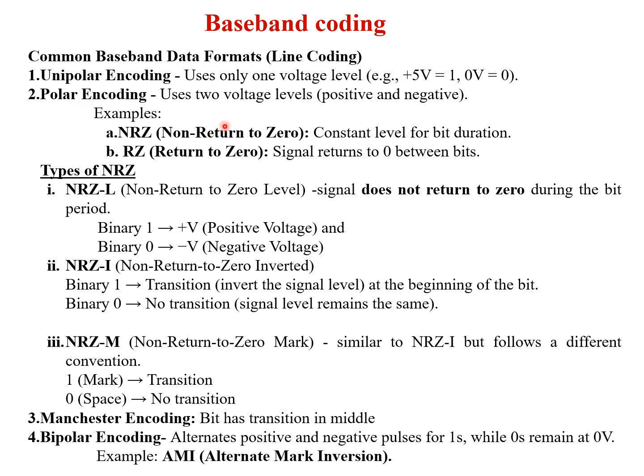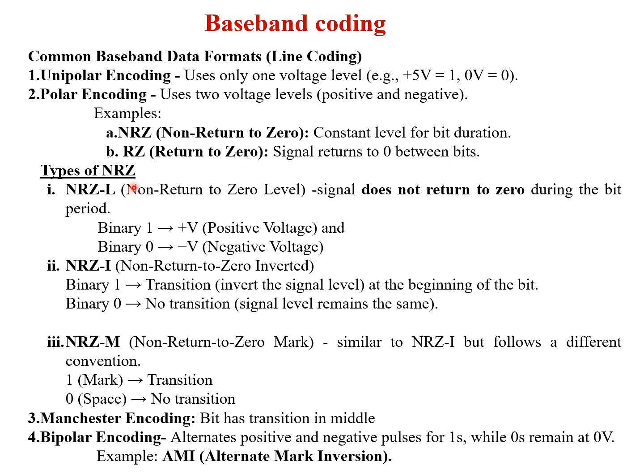In polar encoding, polar means it uses two pulses. Binary 1 is represented by a positive pulse and binary 0 is represented by a negative pulse. Different examples are NRZ and RZ. NRZ is non-return to 0, and RZ is return to 0. Non-return to 0 means the signal does not return to 0, maintaining a constant level for the entire bit duration. Return to 0 means each pulse returns to 0 between bits.